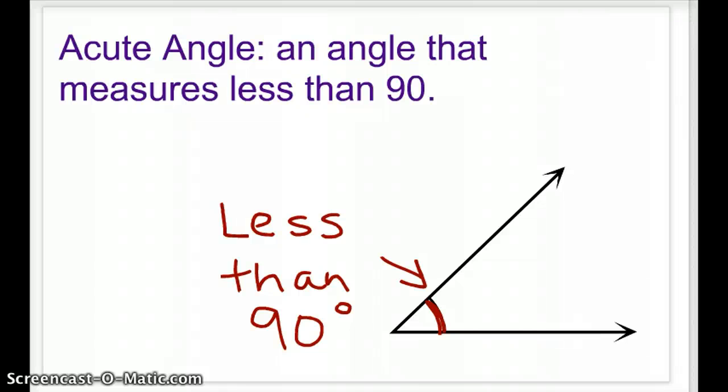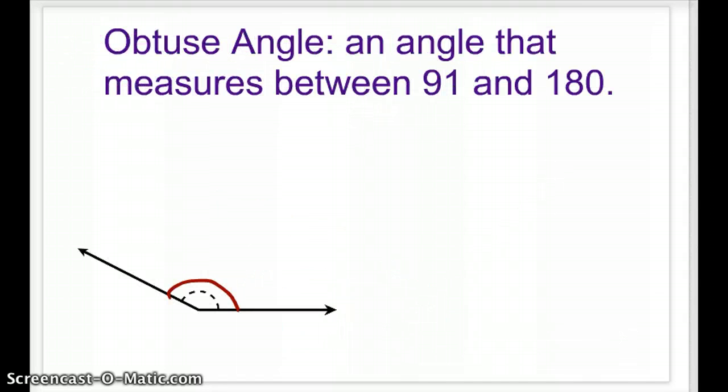The next type of angle we're going to talk about is an acute angle. That is the angle that measures less than 90 degrees. One way I always remember it is acute is small, just like a cute little angle. That's a good way to remember it. And acute angles are always less than 90 degrees.